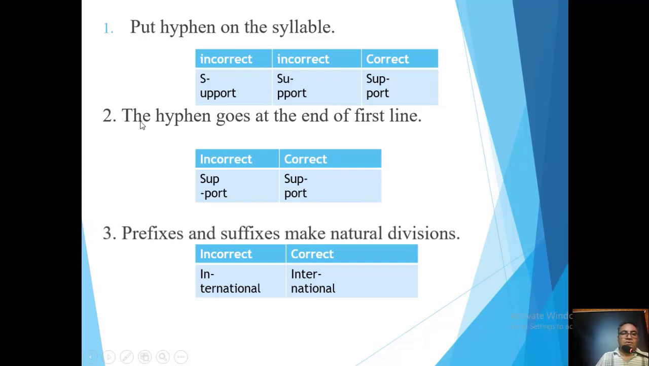The next rule is the hyphen goes at the end of the first line. If you look at this example, the hyphen has been put on the second line. That is incorrect. The correct form is this one. Third rule is, if the word has prefixes or suffixes, then they are natural divisions. We should write the prefix or suffix on the first line, and the rest of the word should be taken to the next line. Examples are before you. This is incorrect form. And this, inter and national, is correct form.